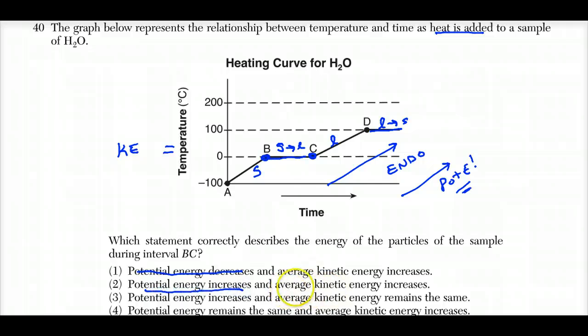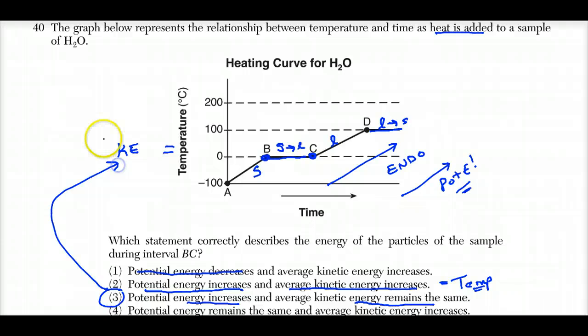And of course, average kinetic energy, you have to know that that is equal to temperature. The temperature stays constant here. So the potential energy increases and the average kinetic energy, which is temperature, remains constant. And the reasoning behind that is that the energy being absorbed at this temperature is not making them move faster. It's being used to separate them into a phase that has more degrees of freedom. So we're using the energy to pull them apart, not make them vibrate faster.